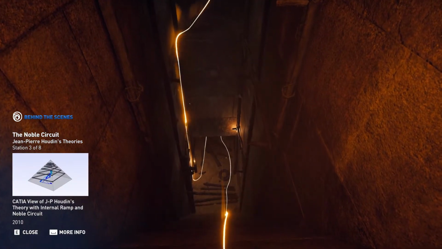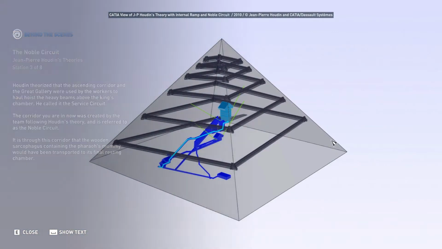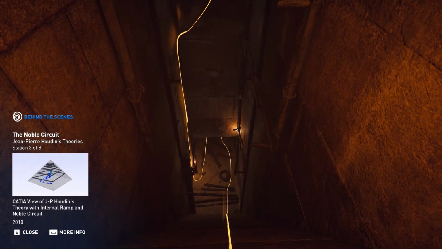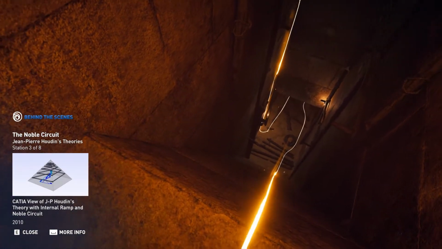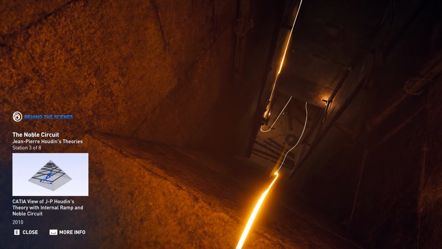Houdin theorized that the ascending corridor and the Great Gallery were used by the workers to hoist the heavy beams above the king's chamber. He called it the service circuit. The corridor you are in now was created by the team following Houdin's theory and is referred to as the Noble Circuit. It is through this corridor that the wooden sarcophagus containing the pharaoh's mummy would have been transported to its final resting chamber.